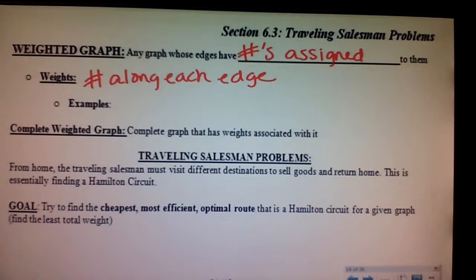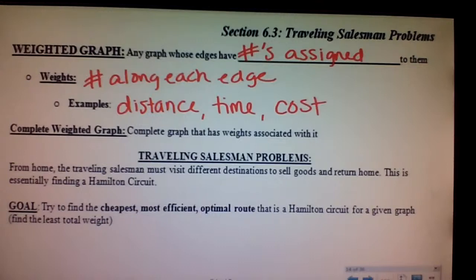These numbers can represent several different things. Okay, so your weights can represent the distance from each point. So it could be in miles, it could be in yards, it could be in blocks. Okay, so it can represent distance. You could make it represent time in hours and minutes, in just minutes. I've seen it where it represents cost. Okay, it could be the amount of money to put gas in your car to get from point A to point B. Okay. But we've now assigned a value to each edge.